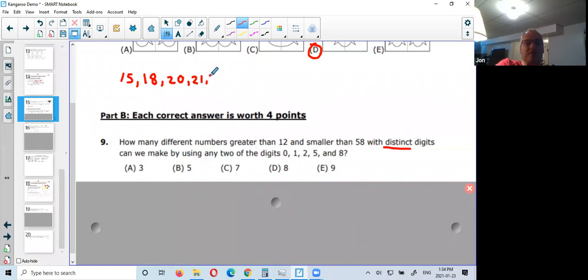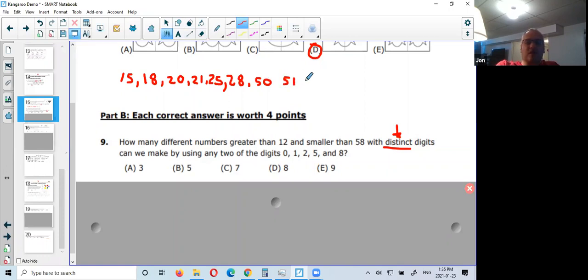Then it should be 25. No, 22? You can't repeat, right? You're not allowed to put 22. Distinct means different. So it has to be 25. Okay. So you have to understand the definitions here, right? Then 28, and then 50. After 50 is 51, then 52.